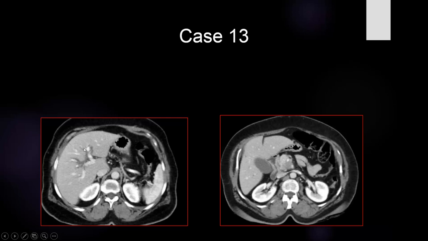Okay, we can see here there is a mild biliary dilatation, and here there is a hypodense focal lesion seen in the pancreatic uncinate process. So this is a pancreatic uncinate process carcinoma with biliary dilatation.